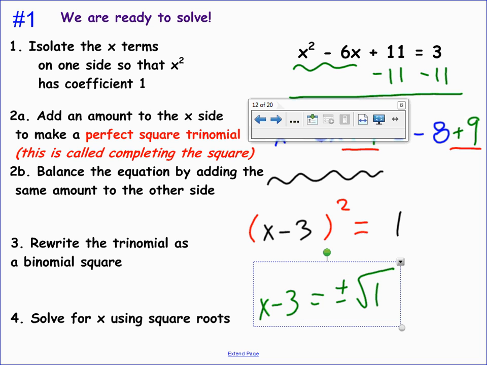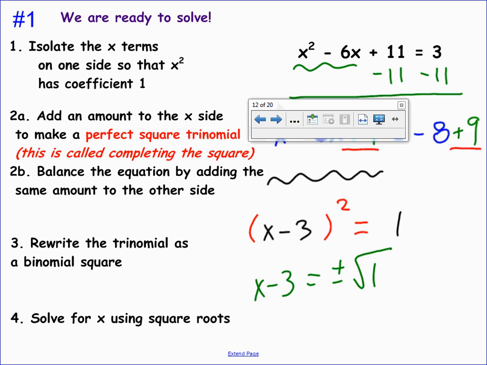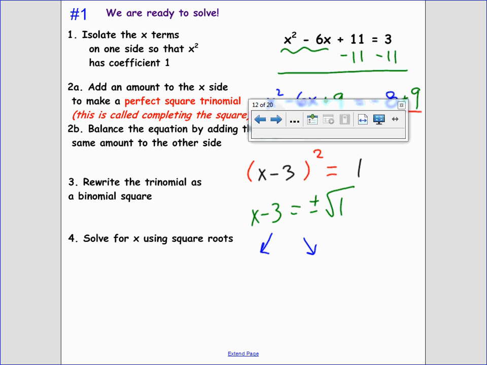So now we're good at this. Now we can finish this out by breaking up into two separate equations and solving each one separately. So if x minus 3 equals a positive square root of 1, then x minus 3 equals 1. And if x minus 3 equals the negative square root of 1, then x minus 3 equals negative 1. And I can solve separately. It looks like x equals, in the first case, 1 plus 3. I'm getting 4. In the second case, I'm getting negative 1 plus 3 is 2. I'm getting 2.